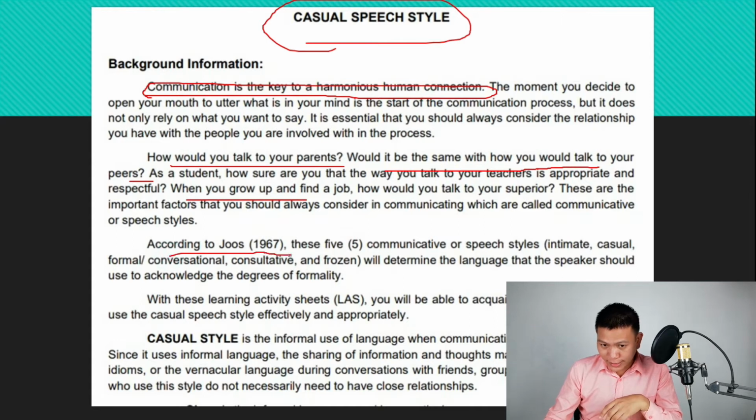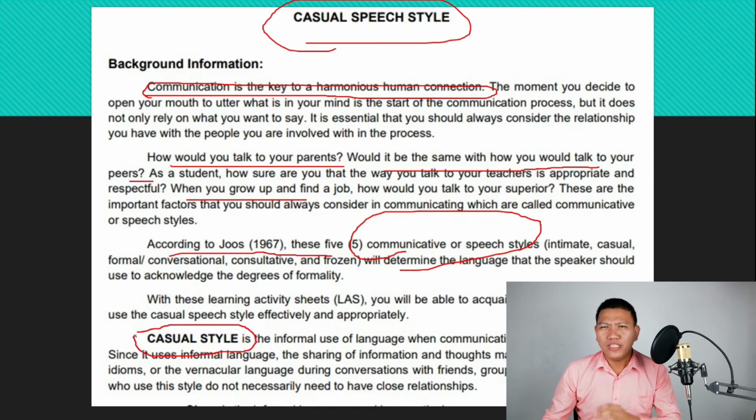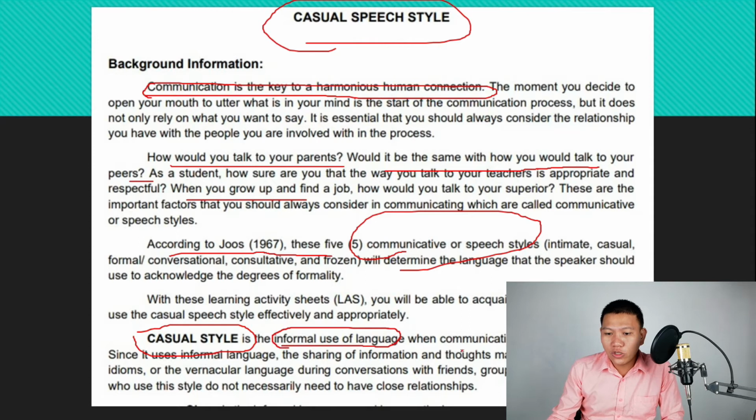According to Joos, 1967, there are five communicative styles, the five which were mentioned a while back. For today, the main topic is casual. So we are just casual. It's just a normal situation. The informal use of language when communicating with peers or groups. Okay? Peers, your friends, your classmates. Since it uses informal language, the sharing of information and thoughts may include jargon, slang, idioms, or the vernacular language during conversations with friends, group chats, and so on.